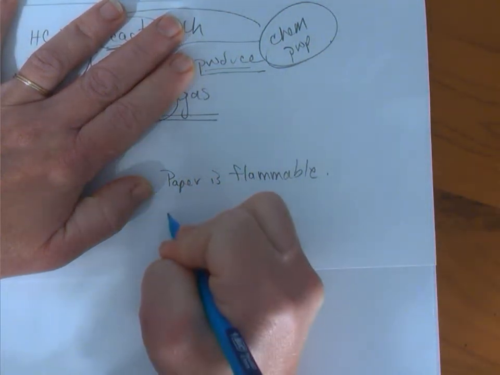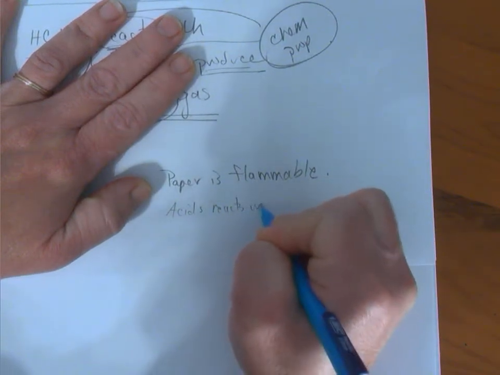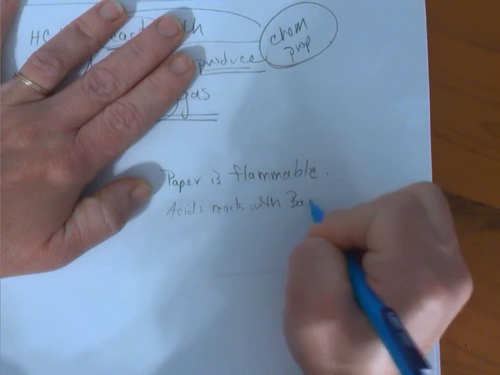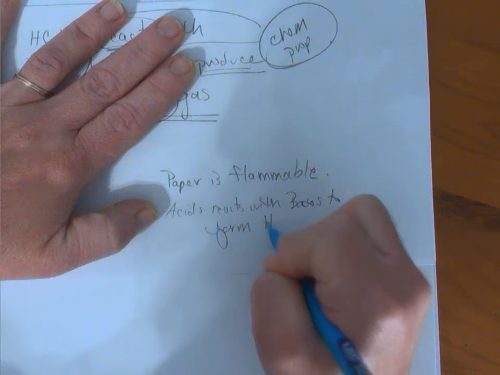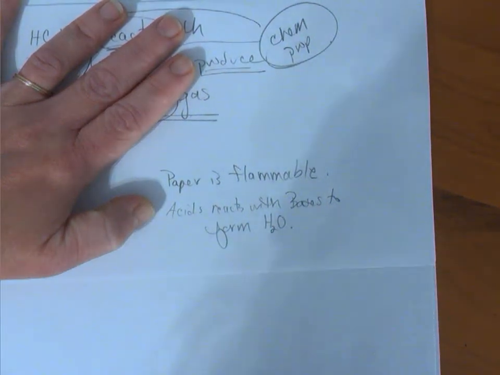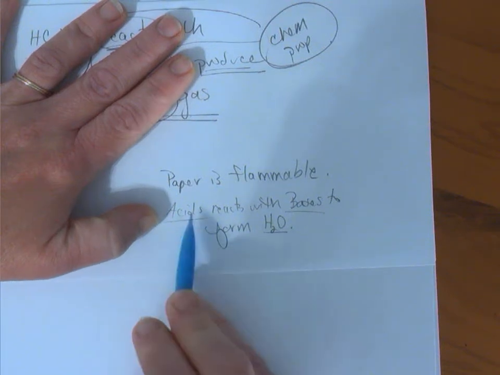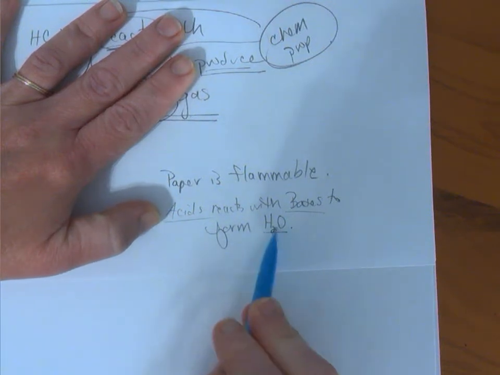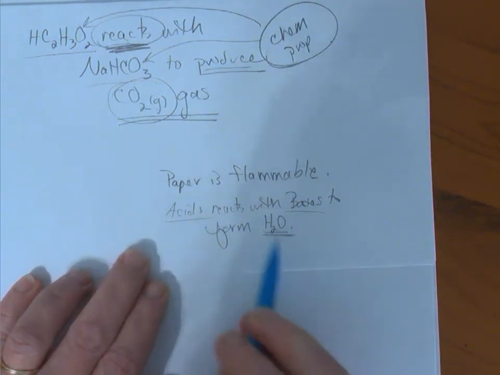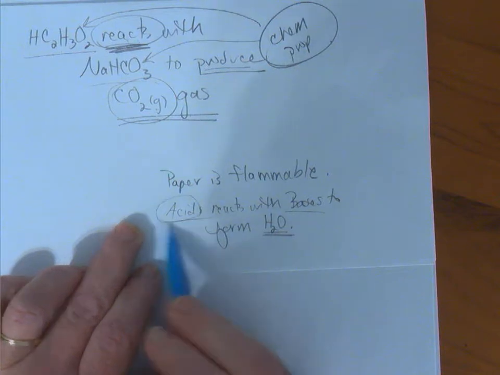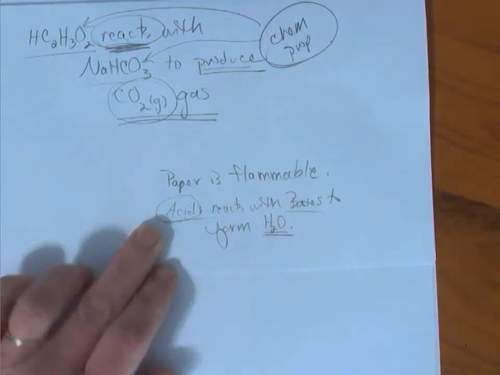What about acids react with bases to form water? Well, I don't think an acid is water to start or a base is water to start, so it looks like I'm forming something new from what I started with. So I'm describing the behavior of this, a chemical property of an acid, a chemical property of a base.